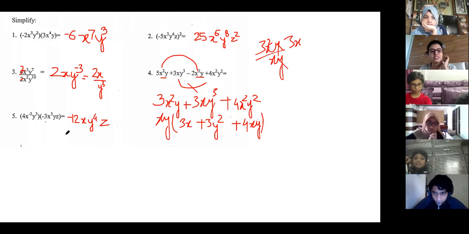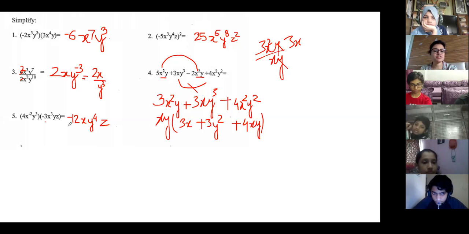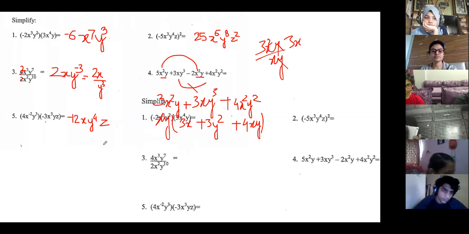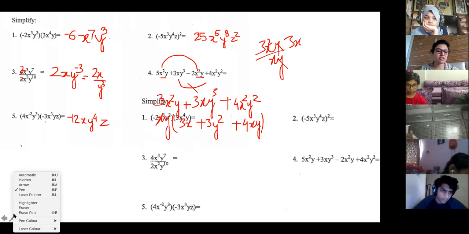Amina, did you get this answer? Yes, ma'am. 4 into minus 3 is minus 12. x raised to minus 2 plus 3 is plus 1. And y raised to 3 plus 1 is 4. And z only 1. So that is like this. Okay. These are the next questions. Let me erase it.